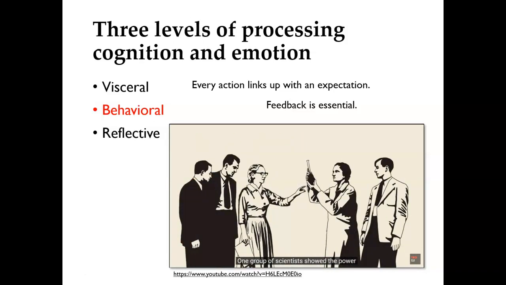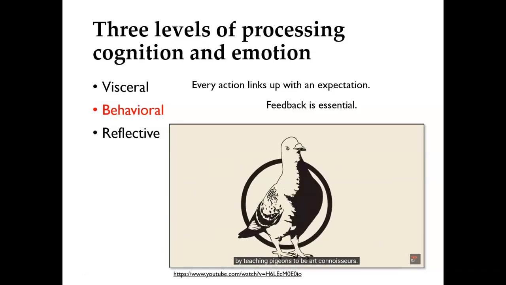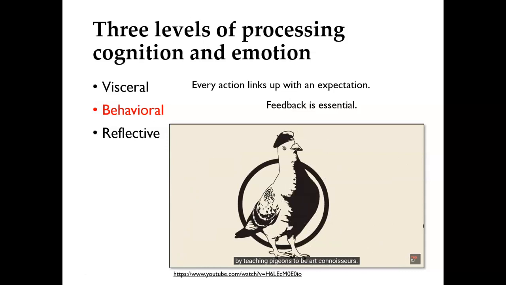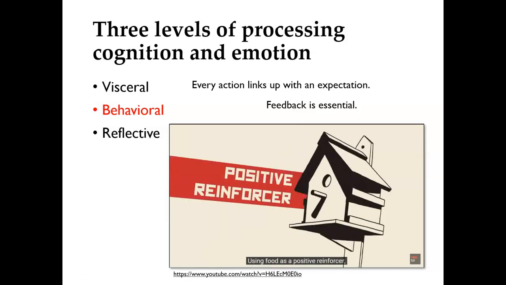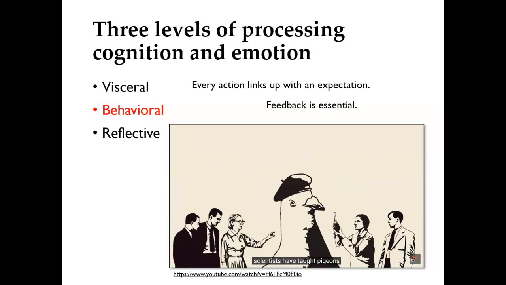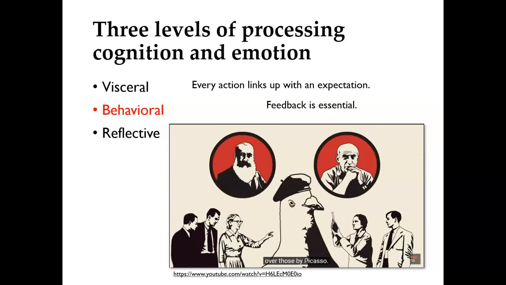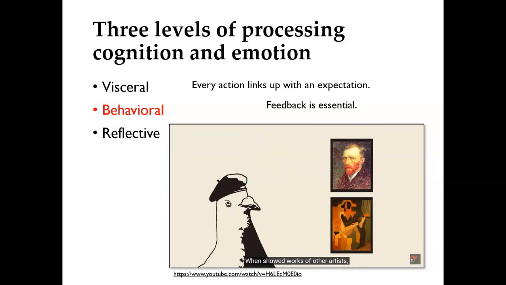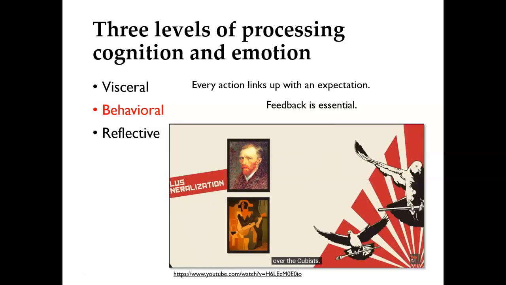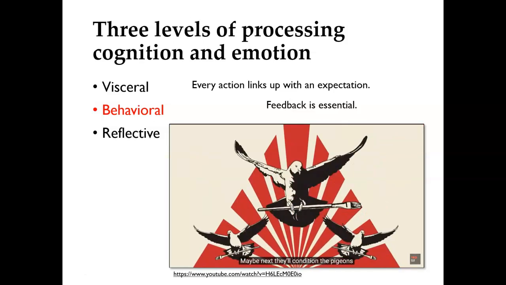One group of scientists showed the power of operant conditioning by teaching pigeons to be art connoisseurs. Using food as a positive reinforcer, scientists have taught pigeons to select paintings by Monet over those by Picasso. When shown works of other artists, scientists observed stimulus generalization as the pigeons chose the Impressionists over the Cubists. Maybe next they'll condition the pigeons to paint their own masterpieces.